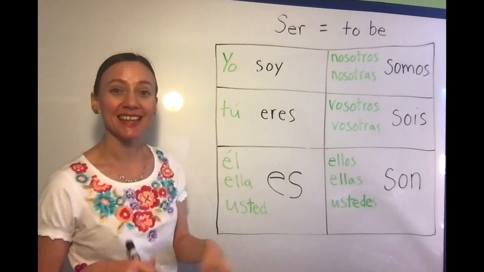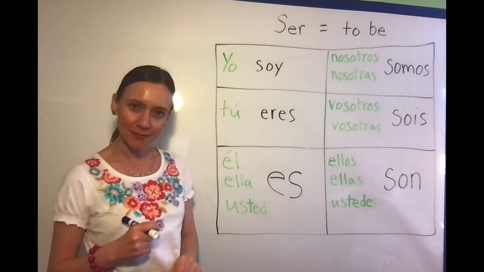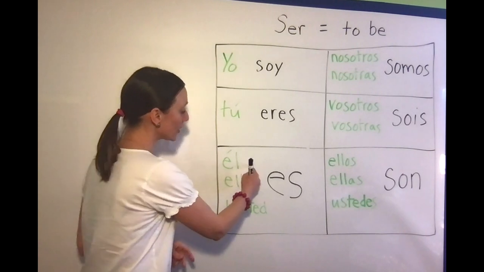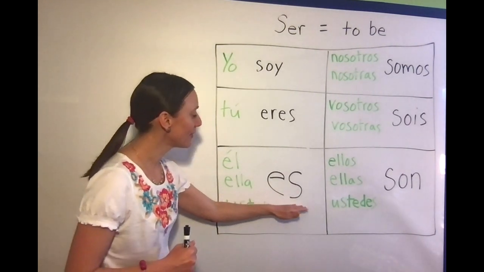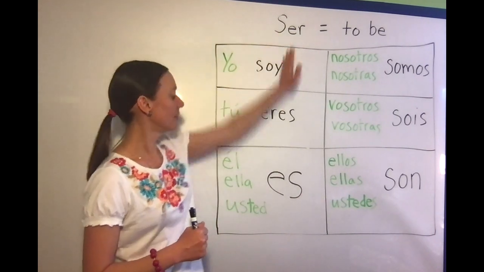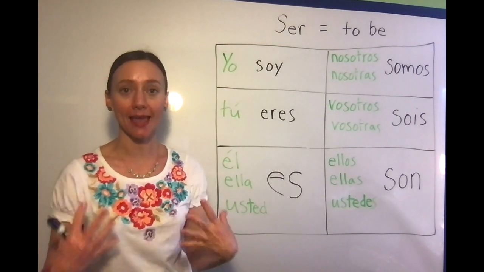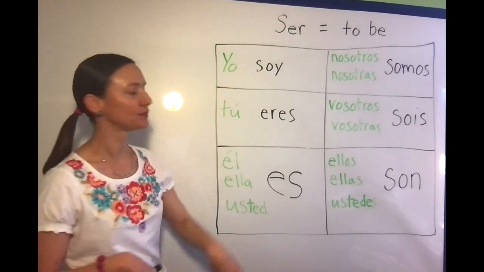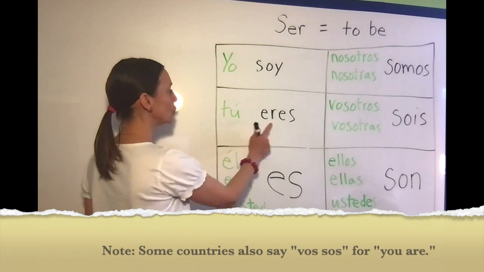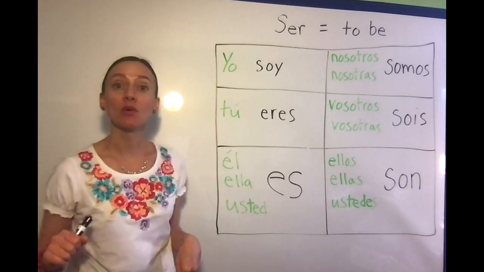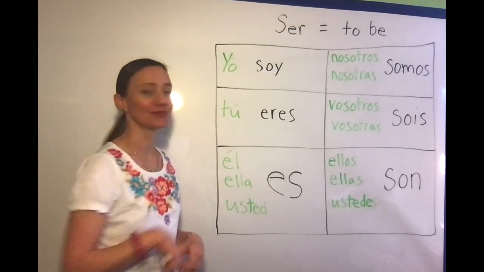And the reason that some boxes have 3 pronouns in them is because each of these subject pronouns uses the same version of the verb. So for example, when you want to say I am, "yo soy." When we want to say you are, "tú eres." If we want to say he is, in Spanish, "él es."